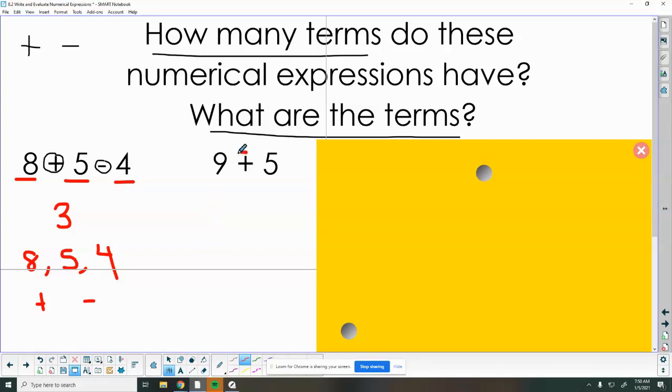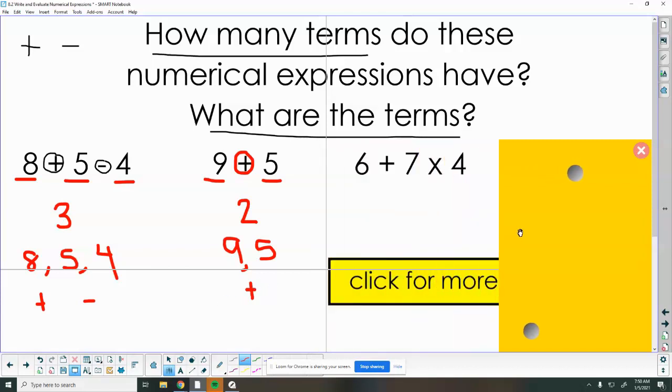So I can see my plus sign here. I like to circle those so I can see each side of them. So the terms, we have 2 total. They are 9 and 5. And to get those 2 terms, they were added together. Okay, let's try a trickier one here. Go ahead and write this problem down.